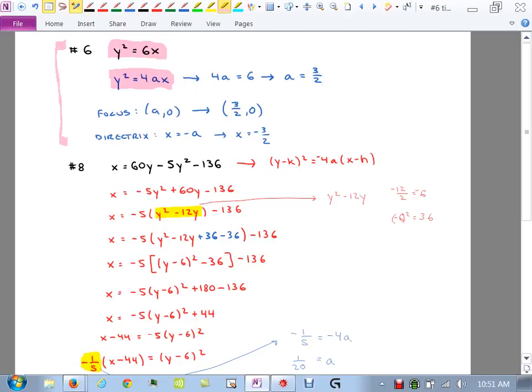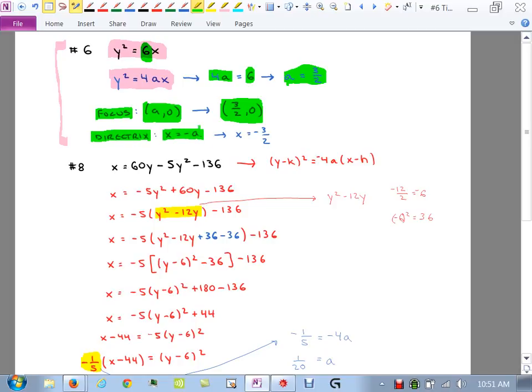So I know that the number in front of x is my 4a, and according to what I'm given in this problem, that must be 6. So, dividing both sides by 4, I get a is 3/2. Now the focus of this parabola is the point a, 0, but I know a is 3/2, so it's just 3/2, 0. Now my directrix is the equation of the line x equals negative a. And since, again, I know what a is, it's just x equals negative, or opposite of what I have for a, so negative 3/2. So that's it. Really, that problem just comes down to figuring out what a is.